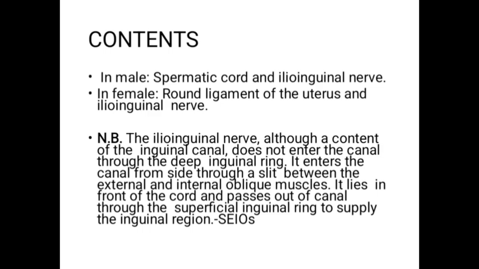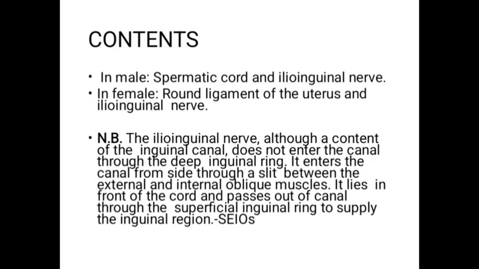It enters through the slit between the external and internal oblique muscles, lies in front of the cord, and passes through the superficial inguinal ring to supply the inguinal region. I just want you to know this because it's very important. It can be asked in MCQ. The ilioinguinal nerve only passes through the superficial ring. It doesn't pass through the deep ring, and it passes between the internal and external oblique muscles.